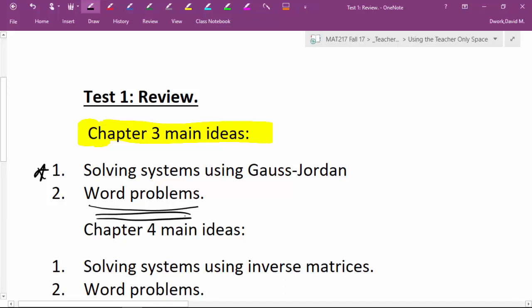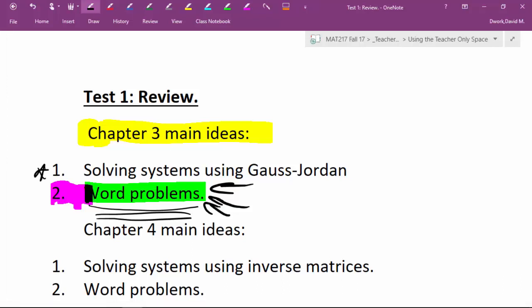Word problems, word problems. Let me kind of emphasize this. You're going to have something on this test. It's the concept of a word problem, right? And there's going to be many of them. Now, that being said, you don't have to do any of those by hand, right? If the directions don't explicitly say do the problem by hand, don't do it.